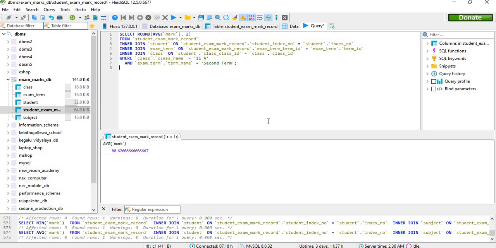So we will execute this query statement and see the result. So the average marks rounded to two decimal place is 76.52 for all subjects for the second term and the students who are in the class 11A.